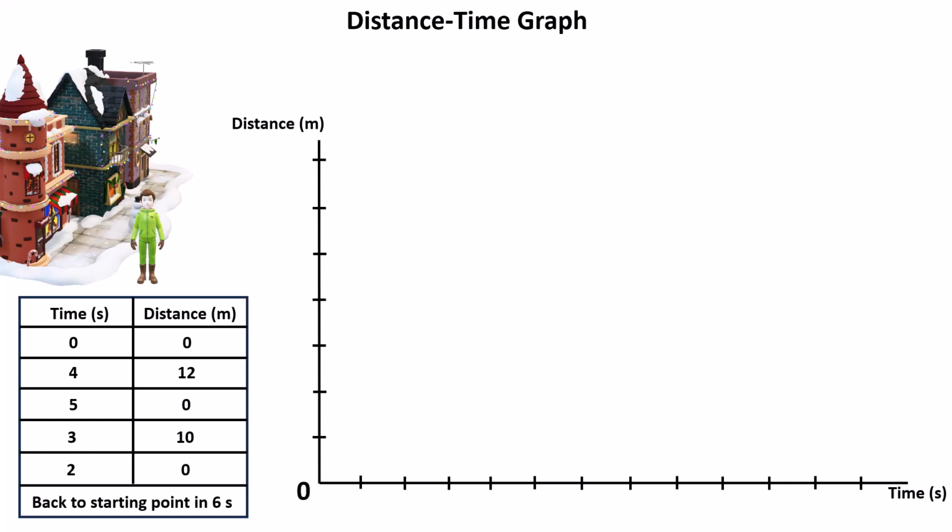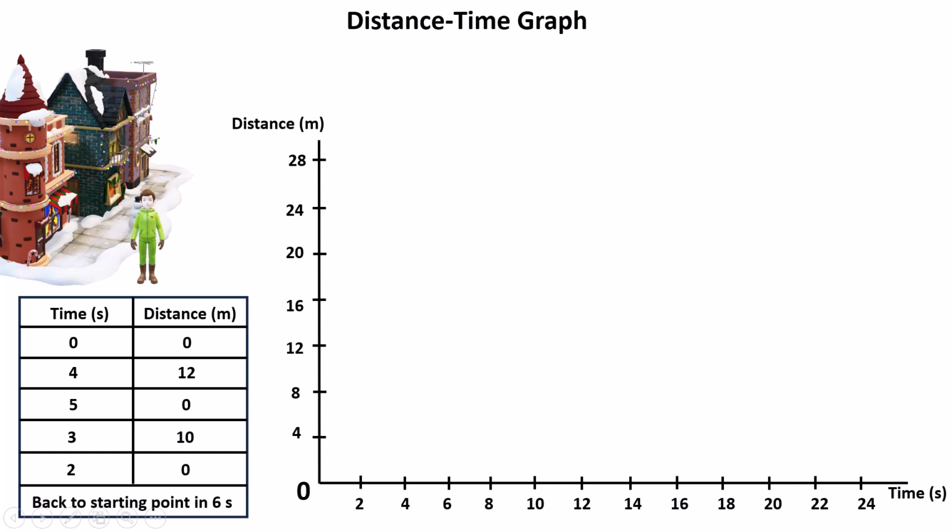On our time scale, we are going to represent each interval with 2 seconds, meaning each interval stands for 2 seconds. So we have 2 seconds, 4 seconds, all the way to 24 seconds. On the distance scale, each interval stands for 4 meters. So we have 4 meters all the way to 28 meters. Note that the scale you choose depends on the values you have.